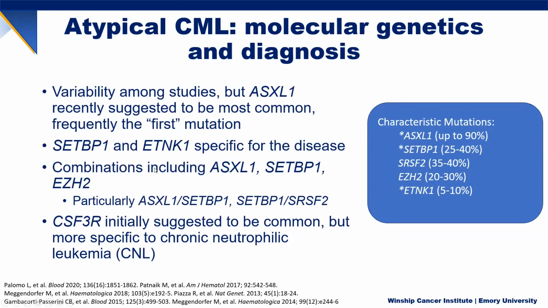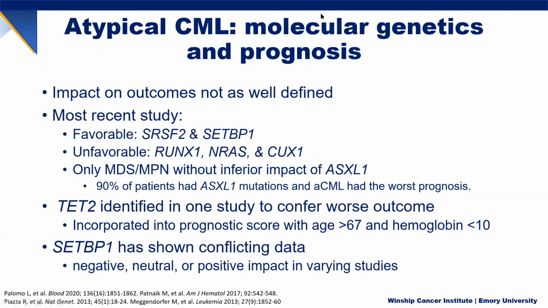And again, when clinical features can be really hard to determine, sometimes seeing this combination can really favor that this is the disease that we're dealing with. Some older studies suggest that this gene called CSF3R was common, but although it's present in probably around 5 to 10% of patients, it's mostly specific to a type of MPN called chronic neutrophilic leukemia, where it's seen in the vast majority of patients.